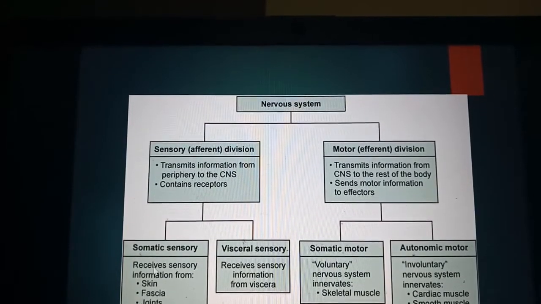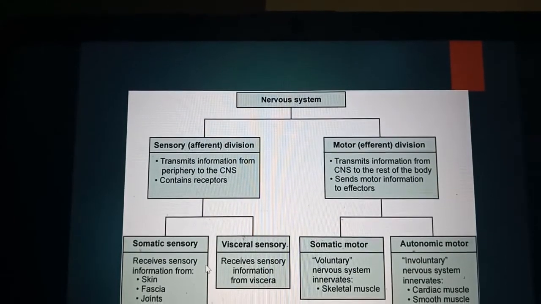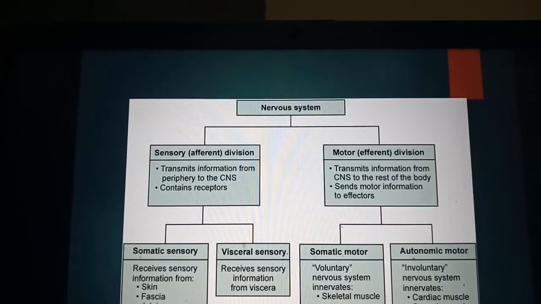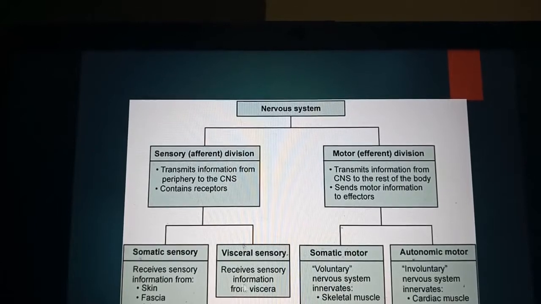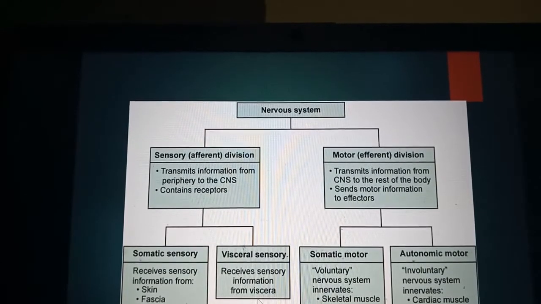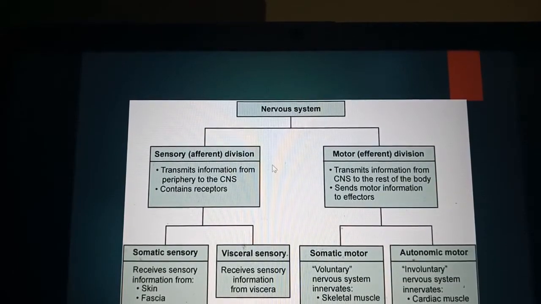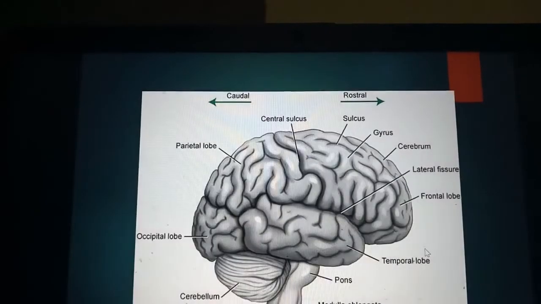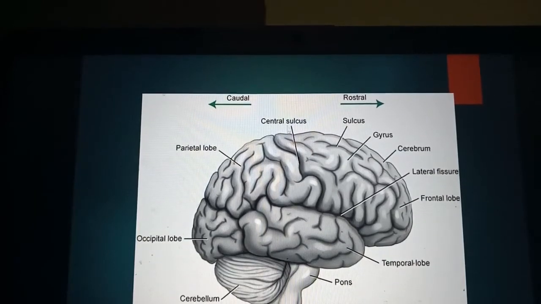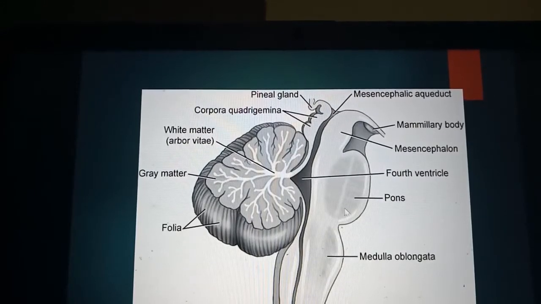Same way, sensory, there is somatic sensory. So it receives information from the skin, fascia, joints, skeletal muscles and special senses and takes it to the brain. Whereas visceral sensory, it receives sensory information from the viscera, that is the internal organs, and takes it to the brain. So this is the whole function of the nervous system: sensory, motor, and the somatic sensory, visceral sensory, somatic motor and autonomic motor. So here is the structure of the brain. Okay, and here is the medulla, pons.